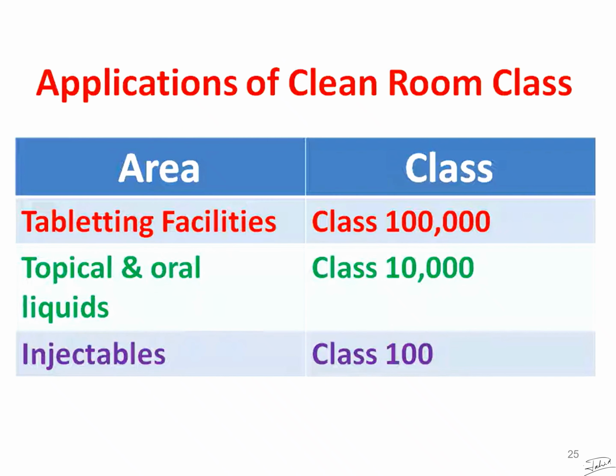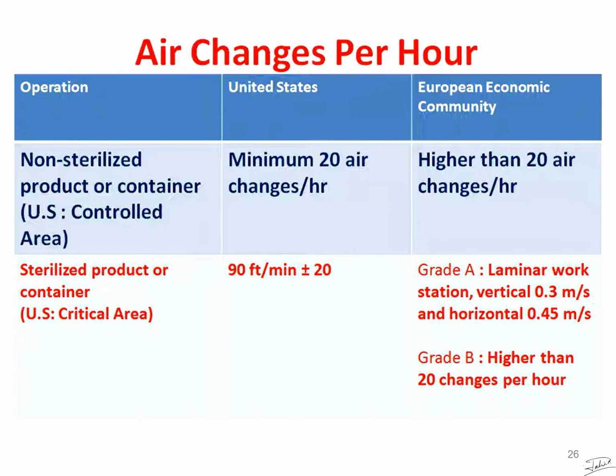So tableting facilities are 1 lakh area, injectables are class 100 area. We have shown this earlier. Now, air change per hour. We know that a sterilized area should have higher air change than a non-sterilized area. So USP, that is United States, and the European Economic Community have already stated their limits.